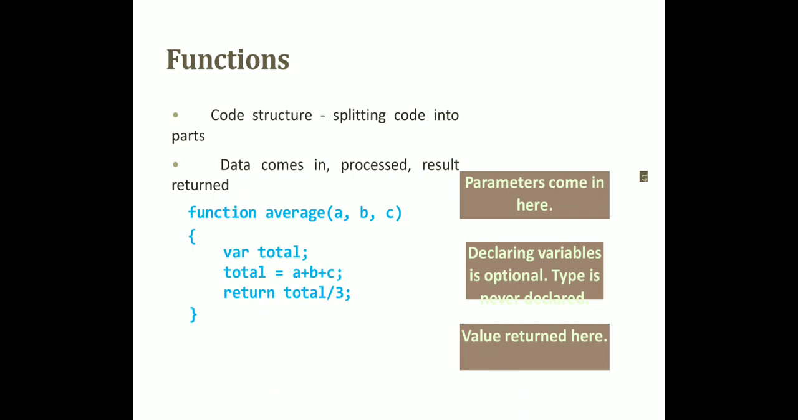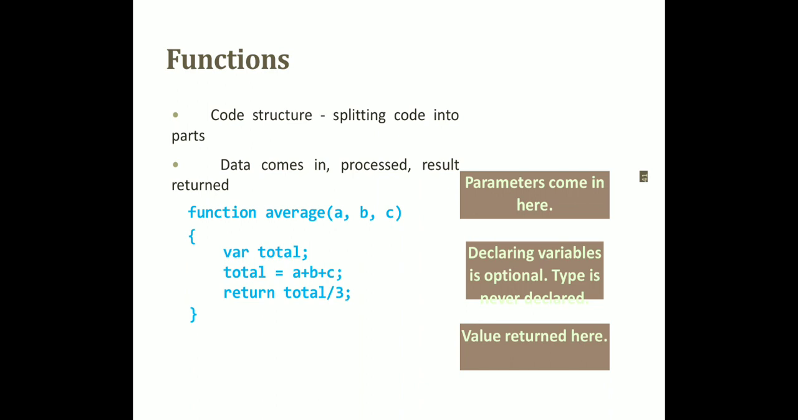Then functions. If you want to include functions in your code, then the code structure will be splitting code into parts, data comes in, is processed, and the result is written. So we can see the parameters come here, and the function we have defined here. So function average is given. Okay, so the function name is average, and I have passed parameters a, b, c.